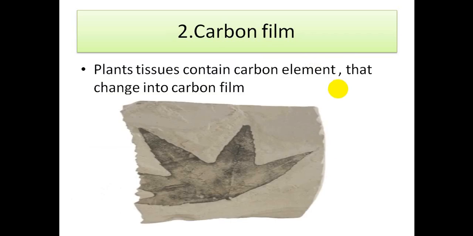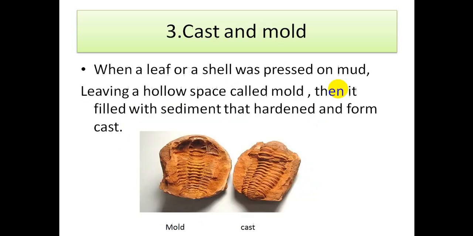Carbon film. This kind of fossil usually happens for plants, because as we know, plants have a lot of soft tissues. They don't have bones, they don't have teeth. They have soft tissues like leaves. Plant tissues contain the carbon element. They have a substance which is made of carbon. By heat and pressure, when the leaf is pressed between two layers, it changes into a very thin carbon film. This is number 2.